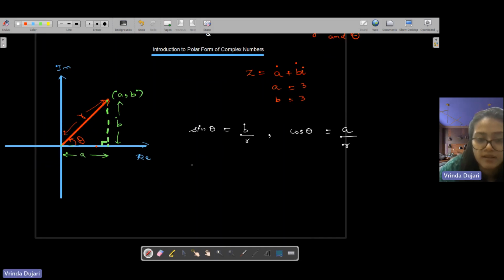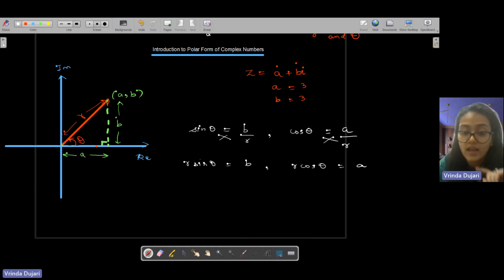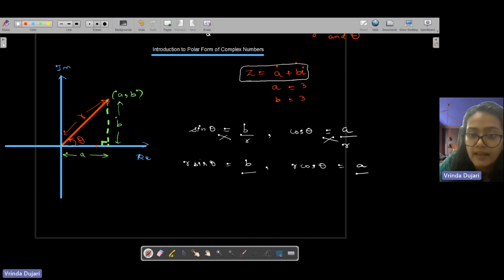So I'm going to cross multiply them. This will give me r sine theta is equal to b. Again, here also cross multiply. So this gives me r cos theta is equal to a. So now see, I have the values of a and b in terms of r and theta only. So what I'm going to do is I'm going to substitute the values of a and b in this particular form.